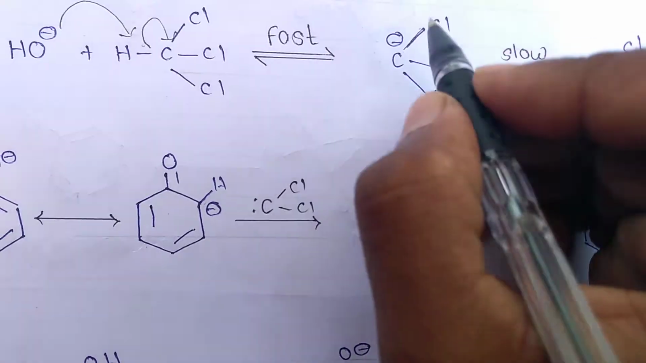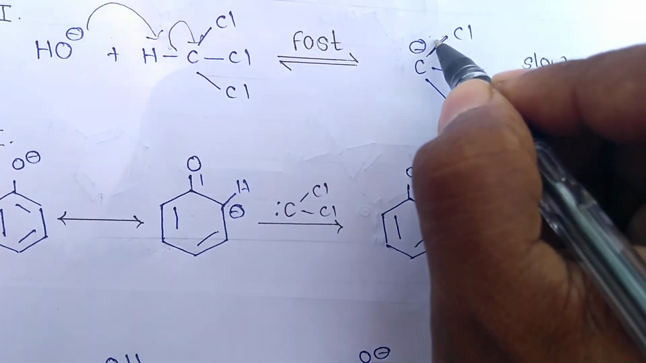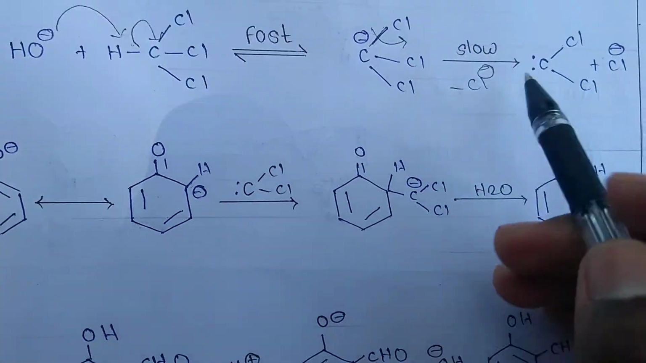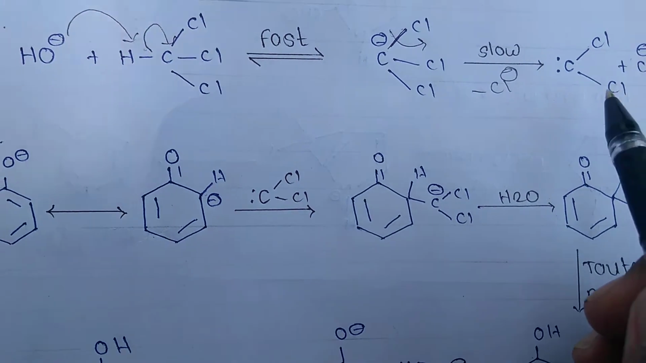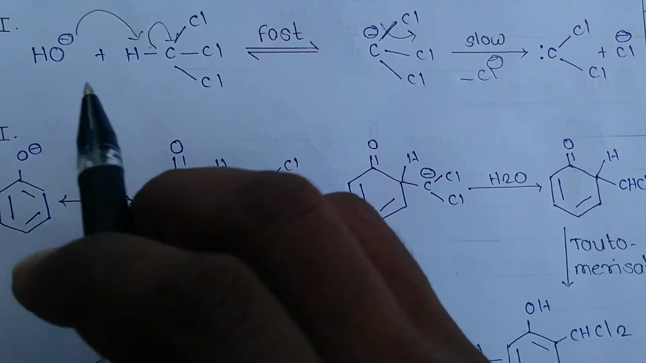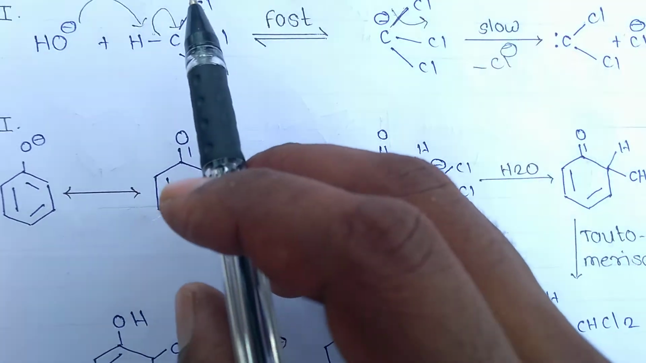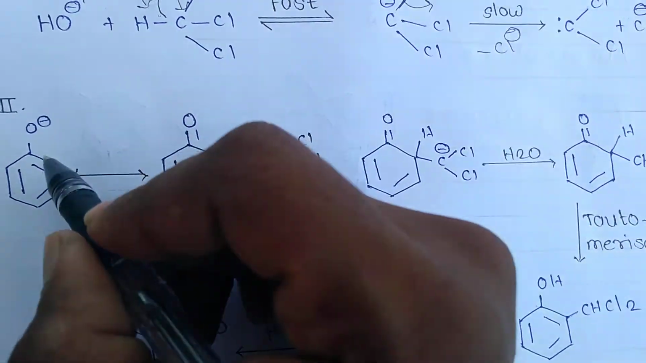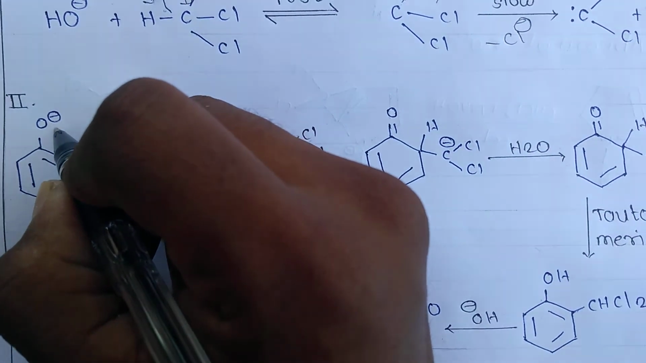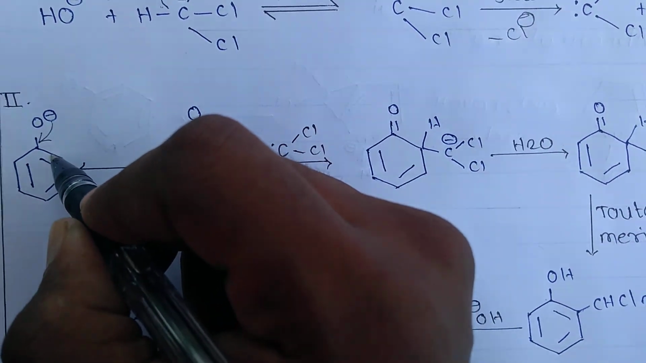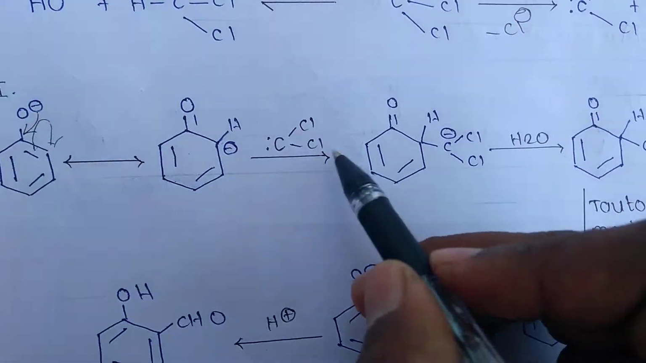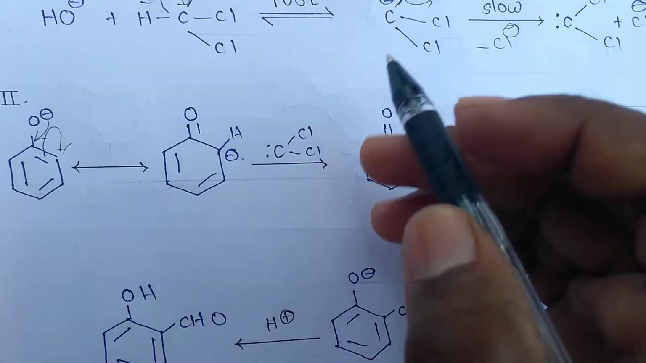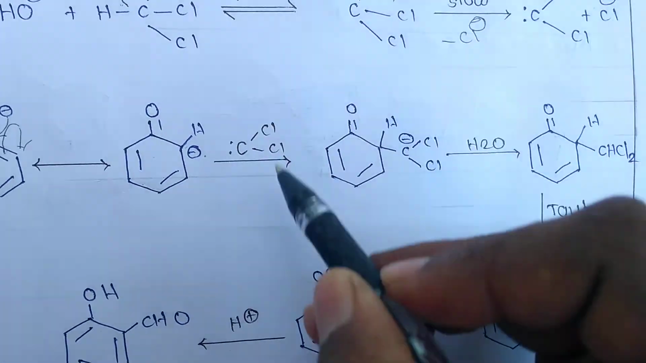Further, one Cl minus is removed, that means minus Cl minus in the slow step, and the electron deficient electrophile, that means dichlorocarbene, is formed. After that, dichlorocarbene attacks the aromatic ring to yield the dichloroanion. So here is our phenoxide anion, and its resonating structure is like this. So here is the formation of the carbanion, and dichlorocarbene attacks the aromatic ring to yield our dichloroanion.